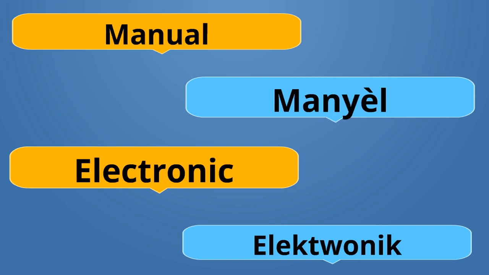Manual and electronic, they're opposites. OK? So for manual, we say manuel. OK? You do it with your hands. And for electronic, we say électronique. Électronique.